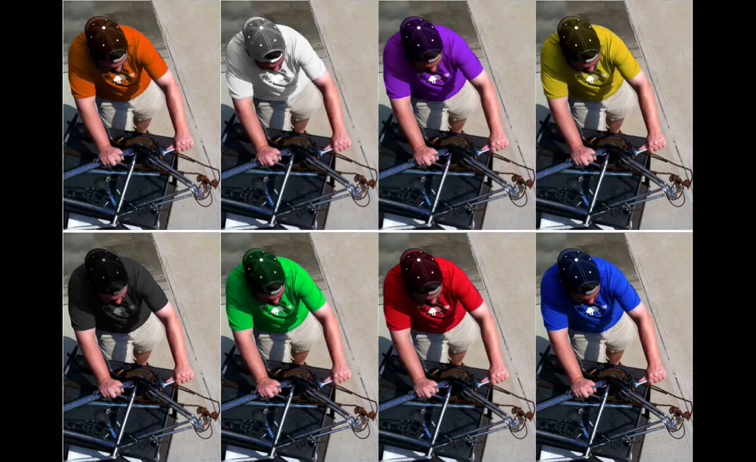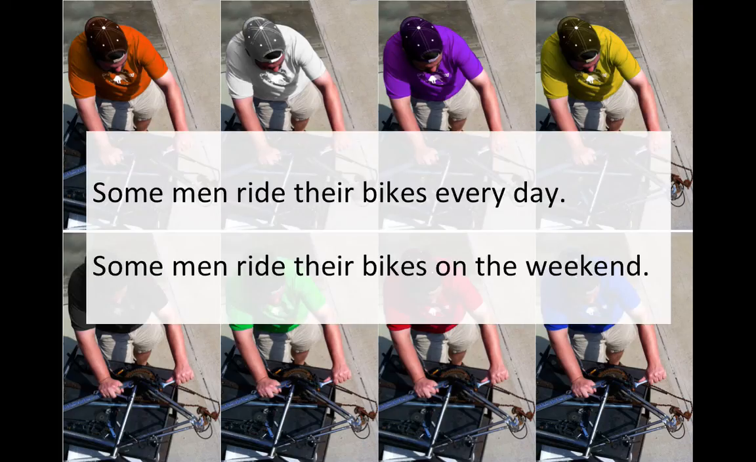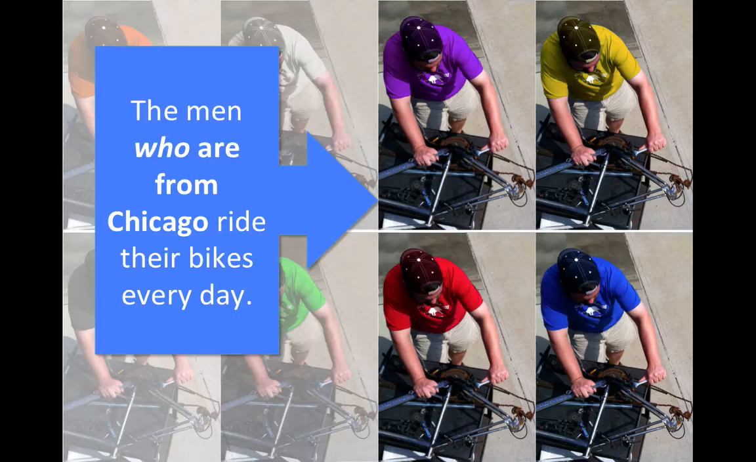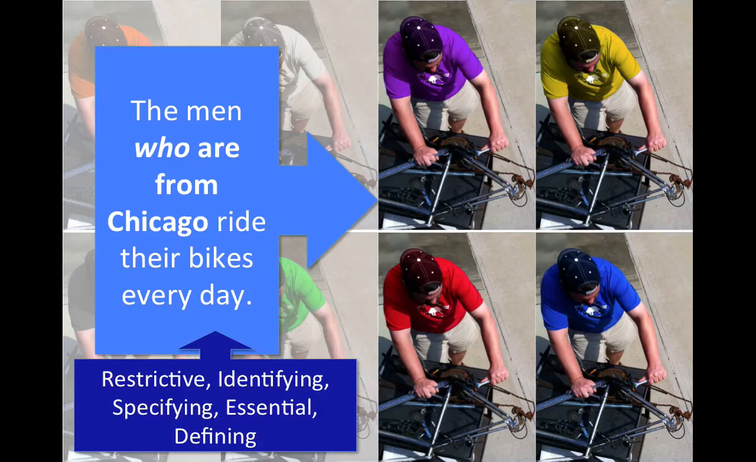But what if there were even more men? Can we specify a portion or sum of many men? Yes, we can. Let's say, for example, that some men ride their bikes every day and some men ride their bikes on the weekend. Well, we could say the men who are from Chicago ride their bikes every day. That's these 4 men here out of all the men. So again, this is restrictive. We're restricting it to just this portion of the men, just the men who are from Chicago. We're identifying which ones, and we're specifying it's these 4, the men who are from Chicago.